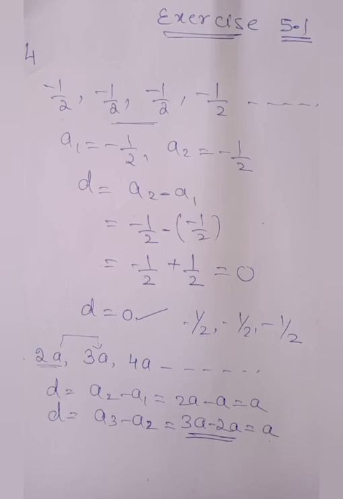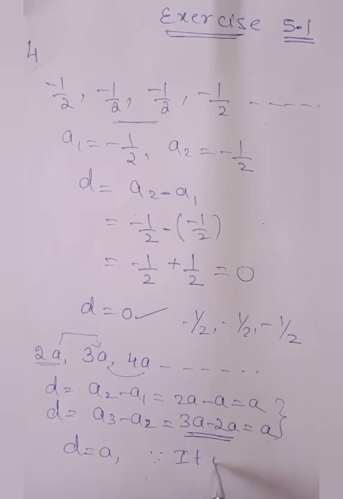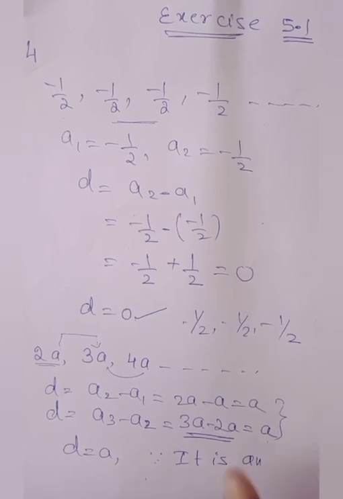See, when you look at the difference between the consecutive terms, you find the difference as a. So what are you going to write here? d is equal to a. Because of that, you are going to say it is an AP. Very simple concept. Then what are you going to find?